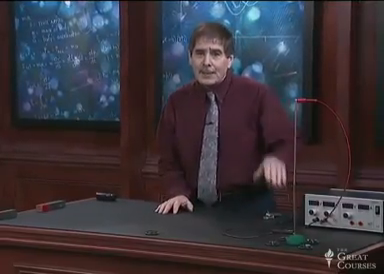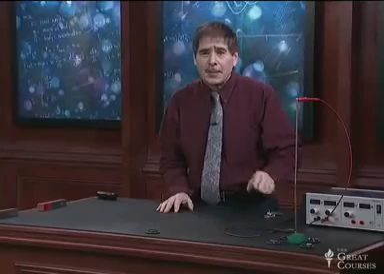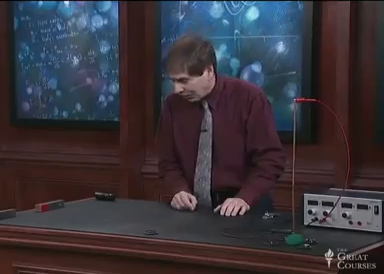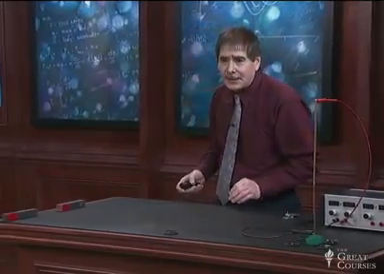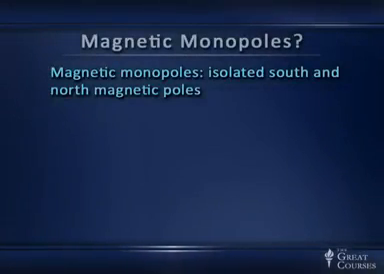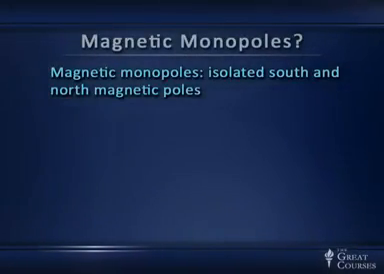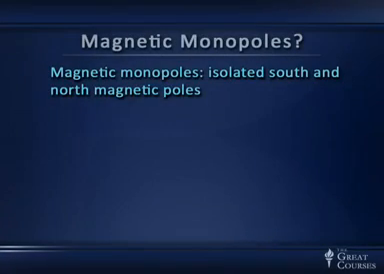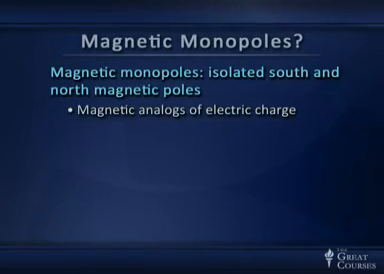And I could keep whacking that magnet into smaller and smaller pieces, and each piece would be a complete magnet with both a north and a south pole. That's a fundamental fact about magnetism as we understand it. There is no such thing as an isolated magnetic pole. At least we don't think there is. An isolated magnetic pole would be called a magnetic monopole. They would be isolated south and north magnetic poles that would behave just as a single north pole, no southness to it at all, and vice versa. They would be the magnetic analogs of electric charge.